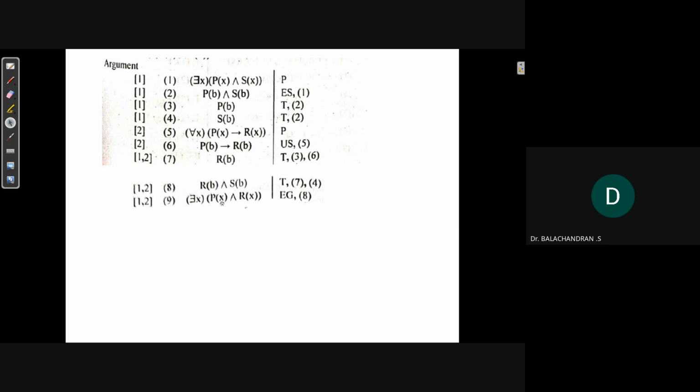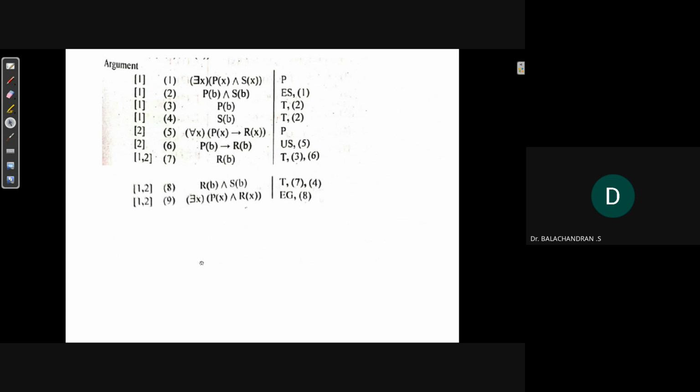I think there is a typo maybe here. Here we'll check it. There R and S. R and S. So here it should be S. Sorry, okay, there's a typo. So S of x. This is S of x and R of x.